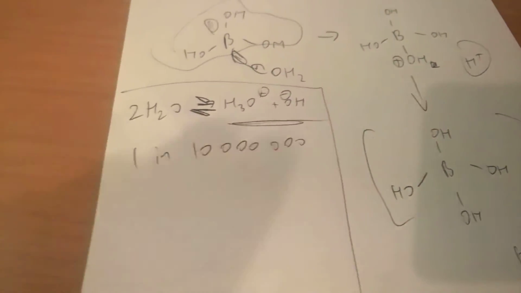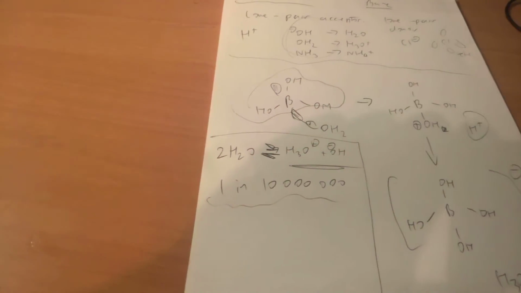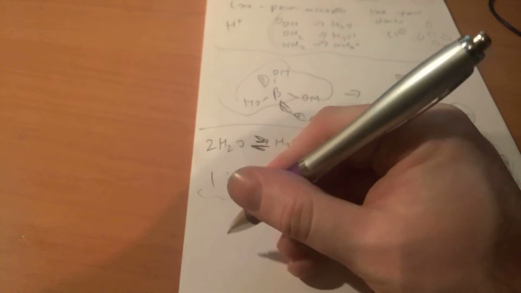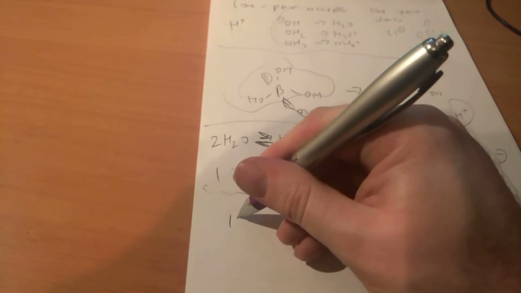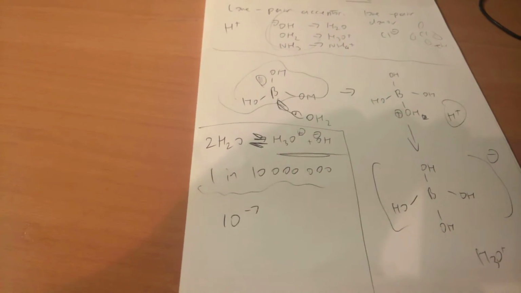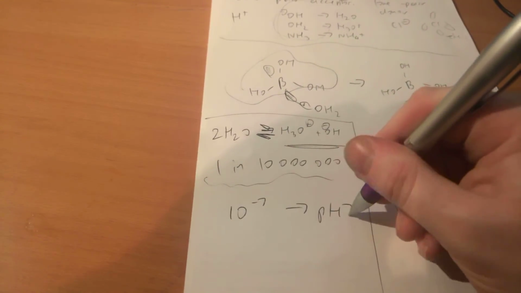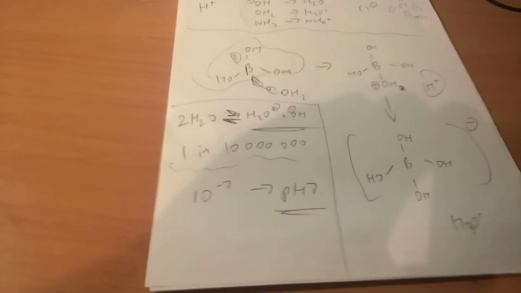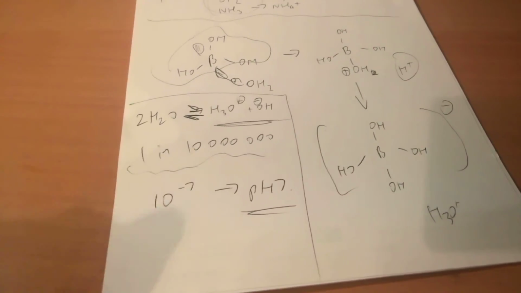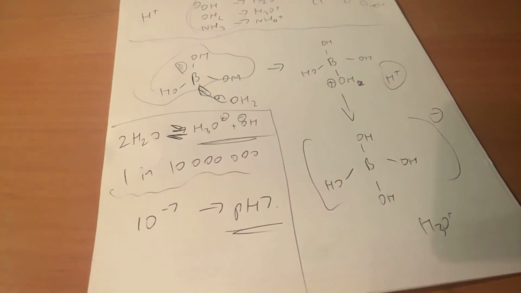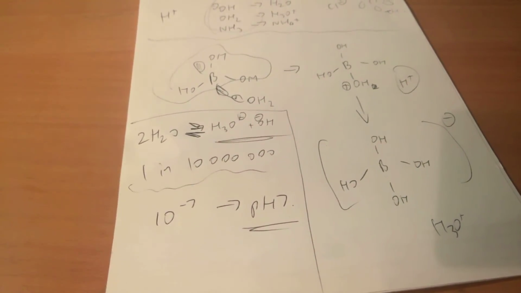But that is the number that comes to mind. And if you do some maths to this, the fraction is 10 to the minus 7. And you do some more maths to it, that gives you pH 7. So if you've got nothing else in it, that gives you the pH of neutral water, which means you've got equal amounts of those. And that's about it, really.